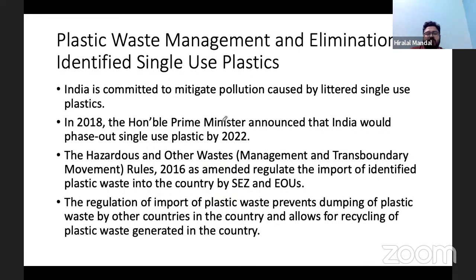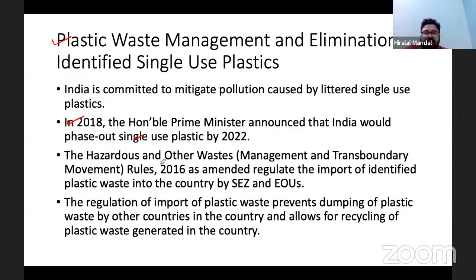Now, when it comes to sustainable development and environmental factors, there is plastic waste management. Okay, so there is a call from the Prime Minister for phasing out the single-use plastic. In fact, in 2018 the Prime Minister announced that by 2022 they will phase out the single-use plastic in the country, and for that India has already shown its commitment.